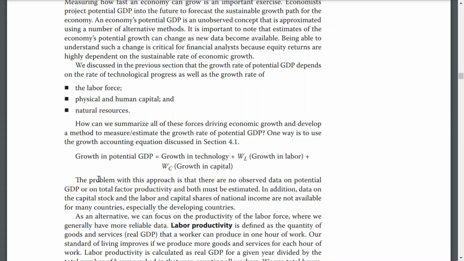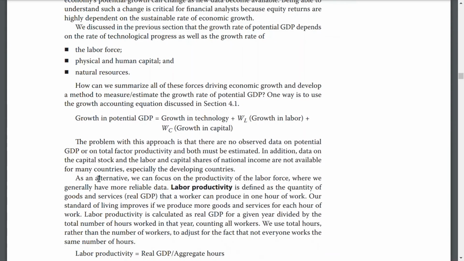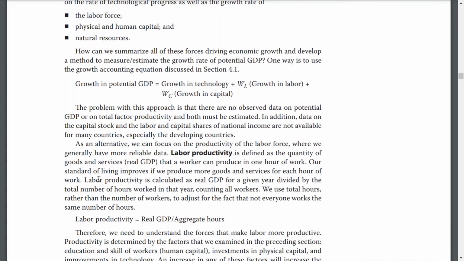One way is to use the growth accounting equation discussed in section 4.1. So this is the equation. The problem with this approach is that there are no observed data on potential GDP or on total factor productivity, and both must be estimated. In addition, data on the capital stock and the labor and capital shares of national income are not available for many countries, especially developing countries.